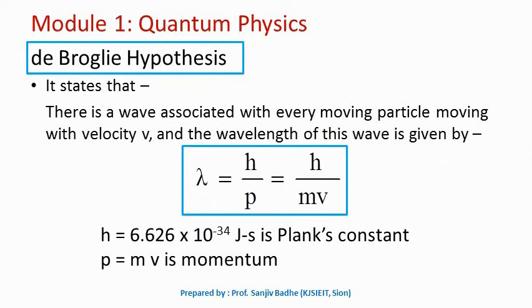In the first session we have discussed this de Broglie hypothesis. It states that with every particle moving with velocity v, there is a wave associated, and the wavelength of that wave is given by lambda equal to h upon p. h is Planck's constant, 6.626 into 10 raised to minus 34 joule second, and p is the momentum of the particle, which is the product of mass and velocity. So p is equal to mv. We have seen the experimental verification of this de Broglie hypothesis, which was given by Davisson and Germer. So we will be solving some of the problems based on this de Broglie relation in this particular session.